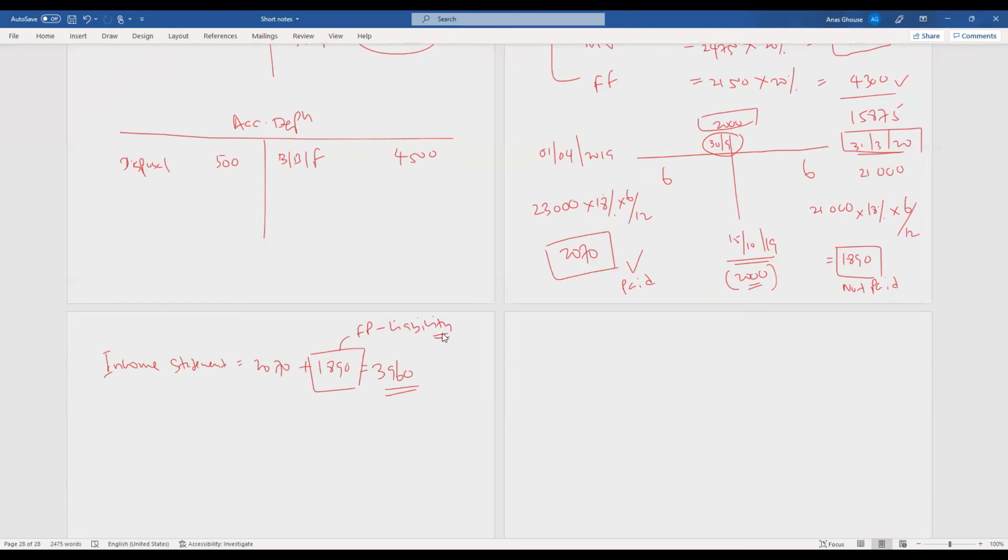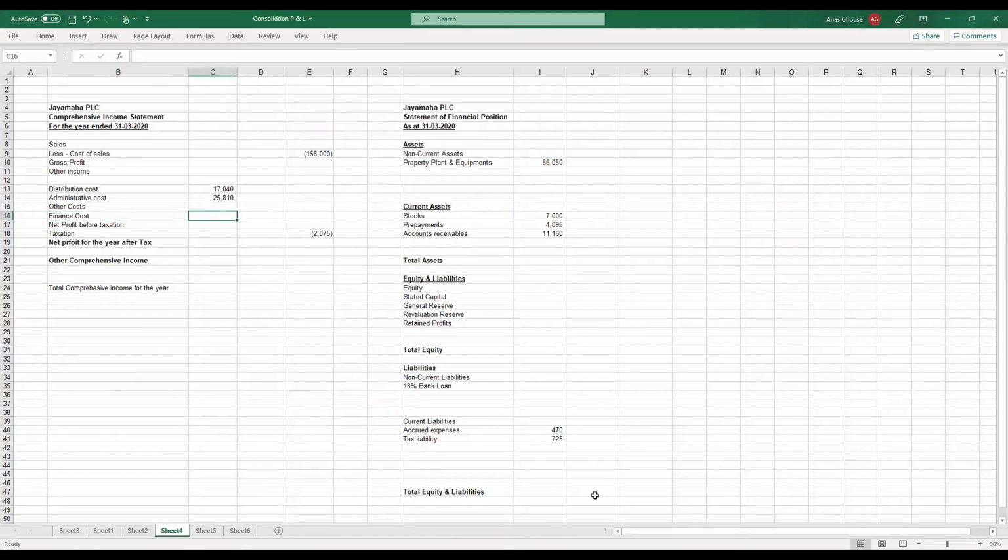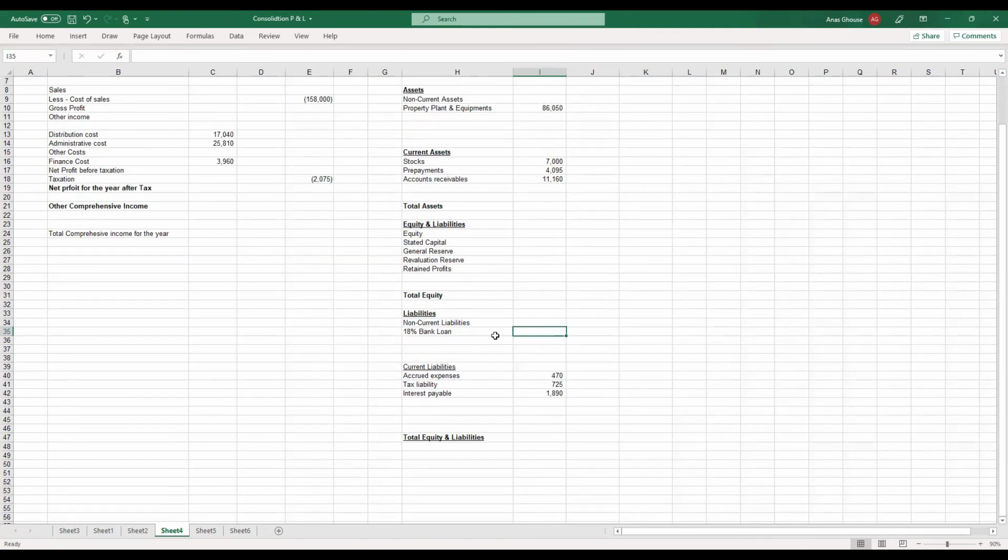So let's go and update that section. Under finance cost, we can take 3,960,000. Then under current liabilities, interest payable, 1,890,000. Then for the bank loan, you can show the total bank loan as 21 million. So you can show it here, 21 million.